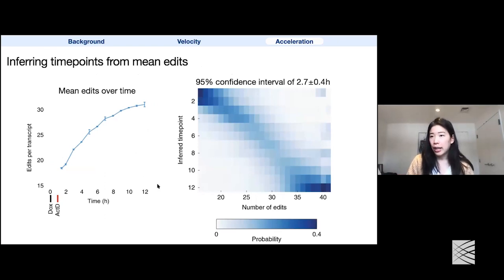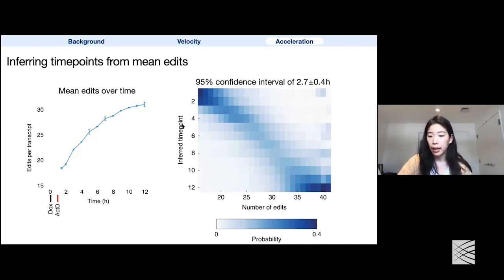Basically, if you're trying to estimate the age of a timestamp, the lowest effort way to do it is just look at the number of edits and see how well it matches in your curve, right? And we found that you can estimate the age of each timestamp with a 95% confidence interval of 2.7 plus or minus 0.4 hours.